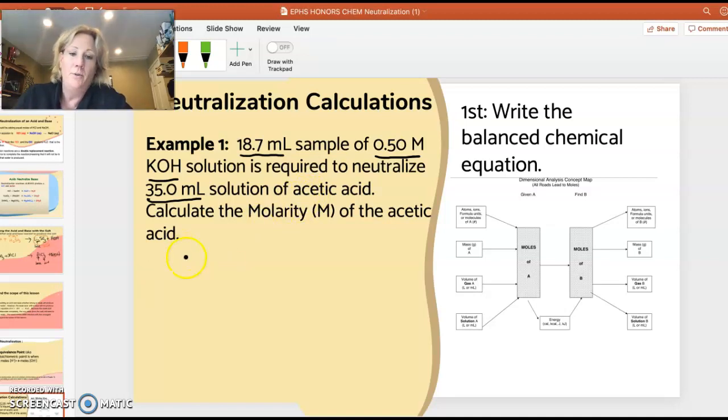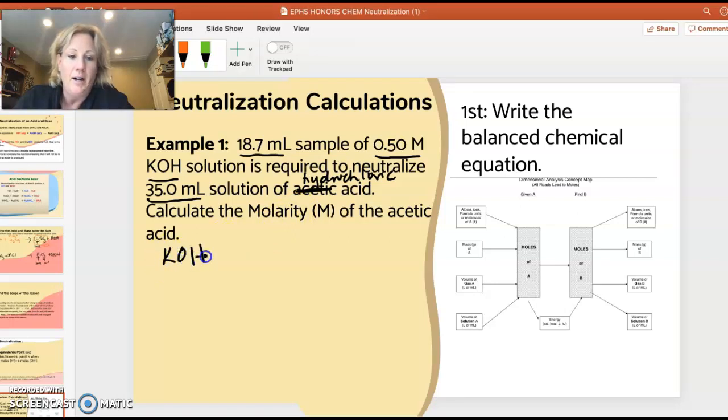What I want to do is actually change this, not to acetic because that's a weak acid. Let's do plain old hydrochloric acid. So it'll always be a strong base and a strong acid. So we're trying to calculate the molarity of that acid, and this is what we would have literally done in the lab. So first thing we have to do is write the neutralization reaction.